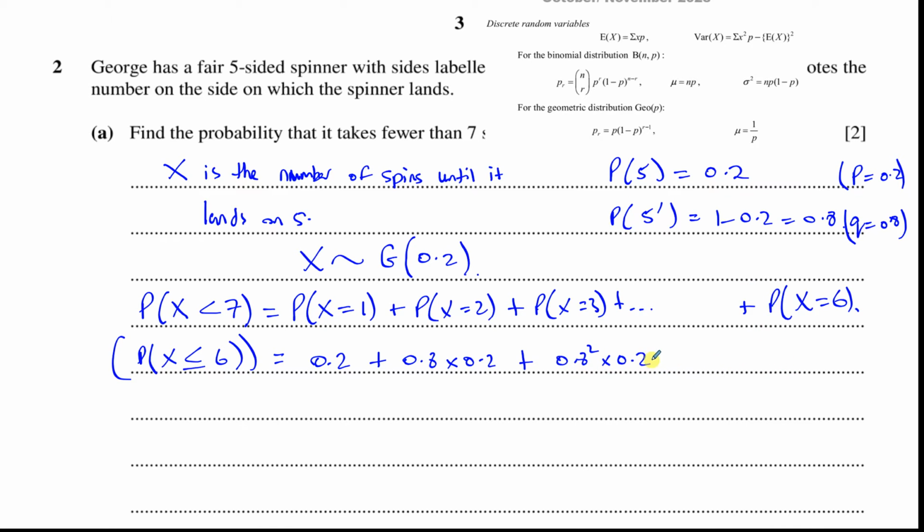you do the same thing. It would be 0.8 cubed times 0.2. 0.8 to the power 4 times 0.2. 0.8 to the power 5 times 0.2. And then you add them all together and you get the answer. And that's perfectly fine. If you can think about doing it in this way, that's fine, and you'll get the answer, but it'll be a bit longer.